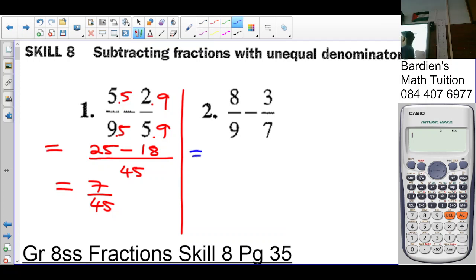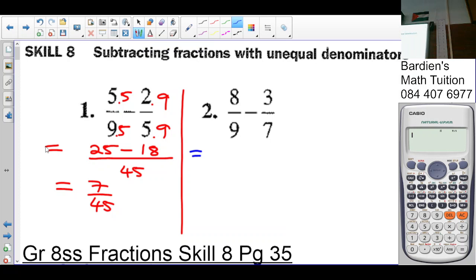In number 2, is 9 divisible by 7? No. So we count in multiples of the largest denominator. So it's 9, 18, no. 27, no. 36, 45, 54, 63? Yes. So 63 is the lowest common multiple where both 7 and 9 are divisible.